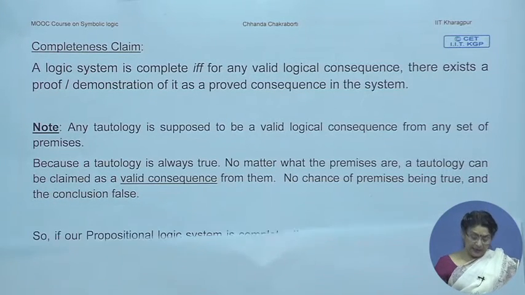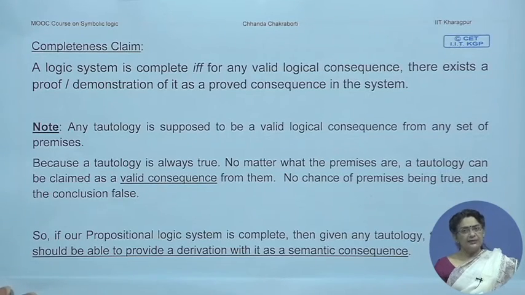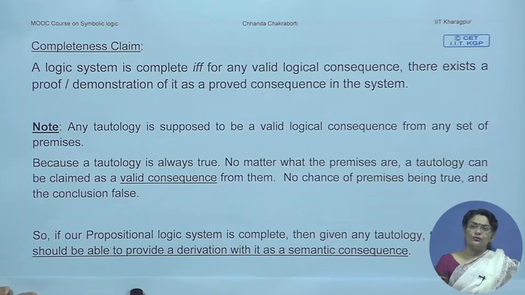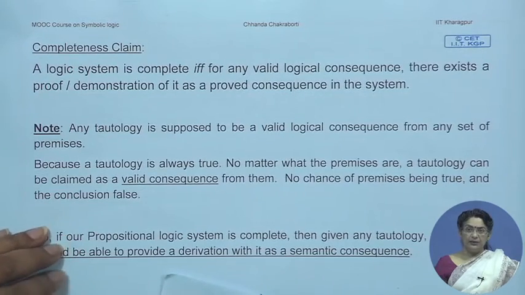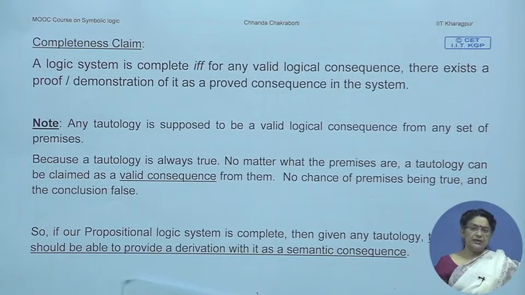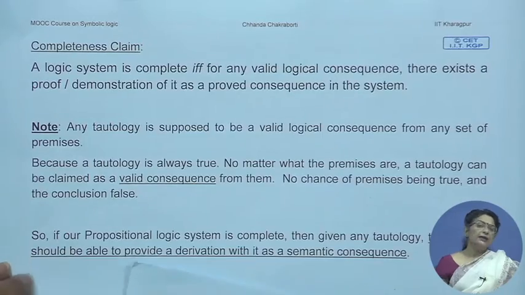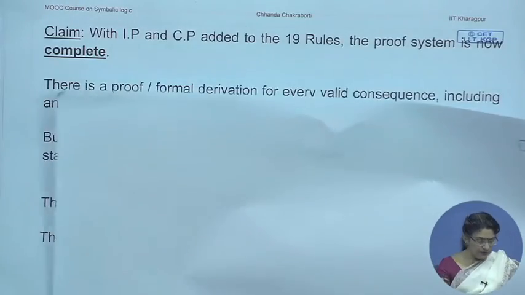So if that is the case, that any tautology that you have is a true consequence and a valid consequence, then if our system is complete, there should be a formal derivation that can show how it is to be derived, right? This is what we claim. So we need to have a derivation standing to back up our claim that we are complete, and the crucial test here will be how you can prove any given tautology. So that is what we are going to slowly look into.